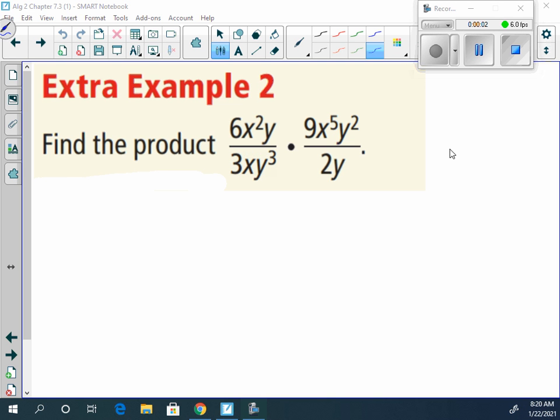All right. So we finished the first example yesterday, and we're going to continue on with this multiplication and multiplying these together. So if we want to find the product of these two things, we're going to multiply the numerators together, and we can multiply the denominators together.